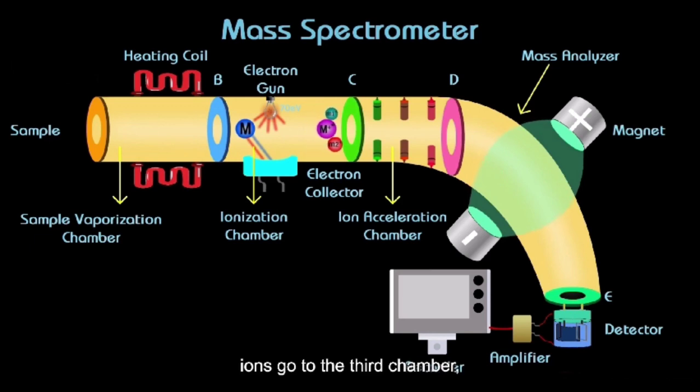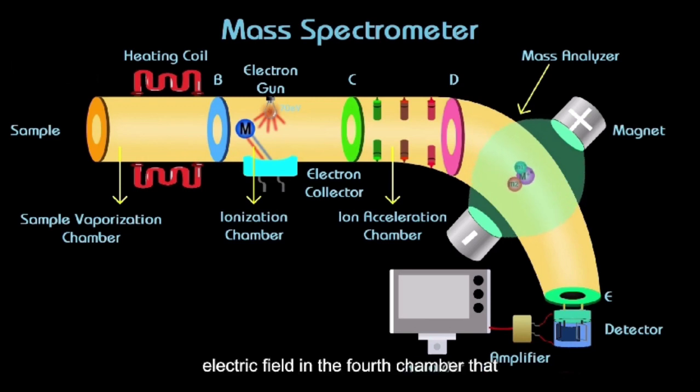Then the ions go to the third chamber, called the ion acceleration chamber. The ions are accelerated to have the same kinetic energy, leaving the third chamber, the acceleration chamber, going to the fourth chamber, which is called the mass analyzer. Ions are exposed to a magnetic and electric field in the fourth chamber that cause deflection.